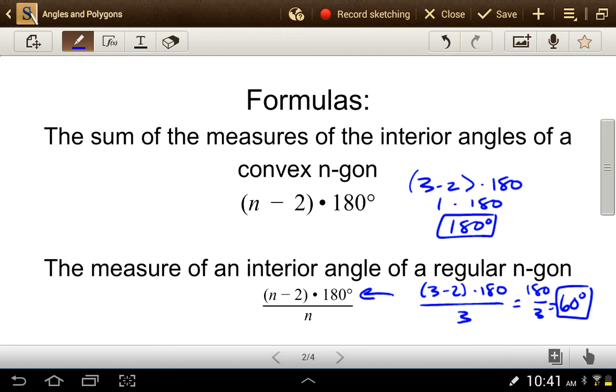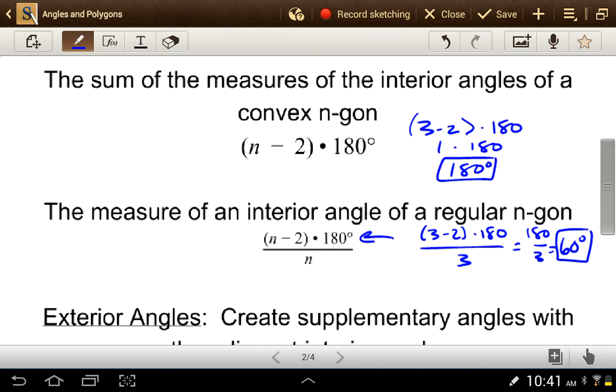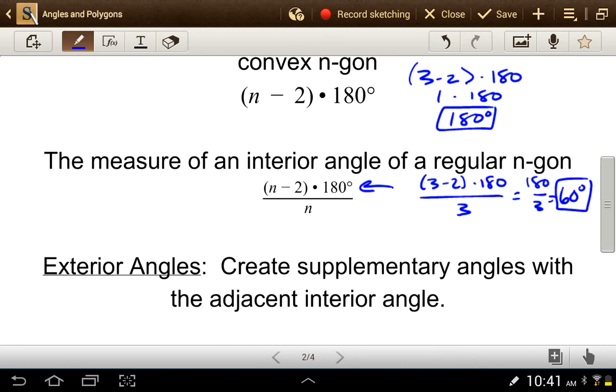Okay, I'm going to scoot down here. The next thing I want to talk about is exterior angles. And exterior angles create supplementary angles with the adjacent interior angle. So to find exterior angles, you would look at the interior angle or find the interior angle if you have to find it, and then the exterior angle creates a supplementary line so that you can just then subtract that from 180. Together they equal 180. Okay, if you need to pause or look back at anything, go ahead. Otherwise, I'll be moving on to my next example.